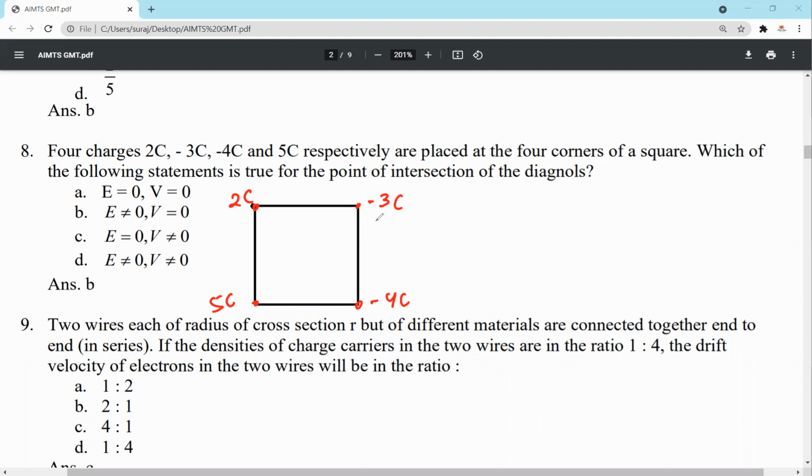Sum of charge at the vertices is 0. That is, potential at the center will be 0. Potential will be 0, but electric field? Let us check the electric field.